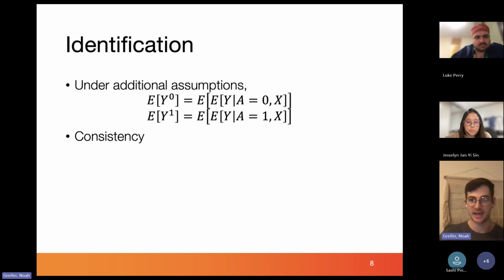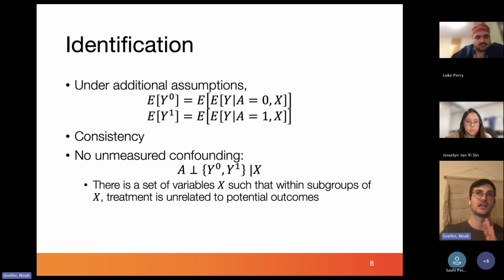What are these assumptions? Well, we need consistency again, but now we need a slightly weaker assumption than no confounding, and that is that there's no unmeasured confounding. Essentially what this assumption means is there is a set of variables, X, that defines these patient profiles, such that within subgroups of X, for each patient profile, the treatment is unrelated to the potential outcomes. So the treatment is as if randomized for each patient subgroup.